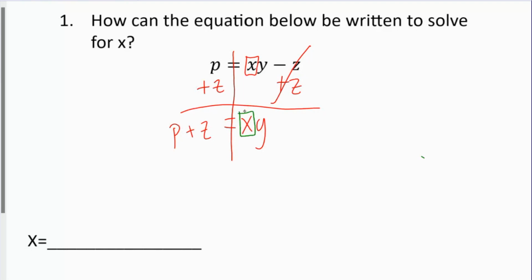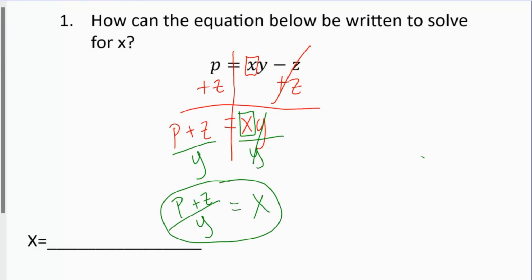From here, I need to separate. Remember, x is going to stay put, so I need to get rid of y. X and y are attached by multiplication. The opposite operation would be division. I'm going to divide by what I want to get rid of. In this case, I want to get rid of y. So whatever I do to one side, I must do to the other. I'm left with x. Y divided by y is 1, but 1x and x are the same thing. And I don't know what p plus z over y is, so I'm going to leave it as that. And there's your first answer.